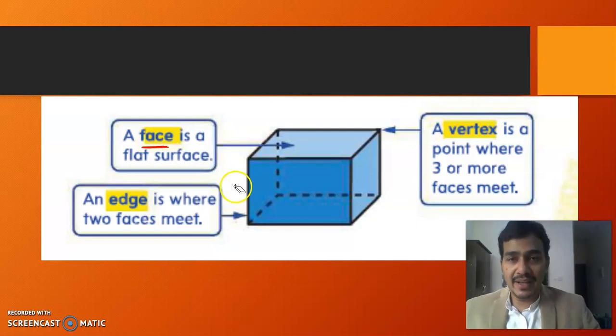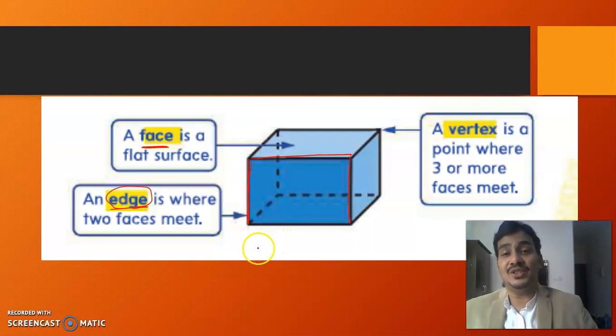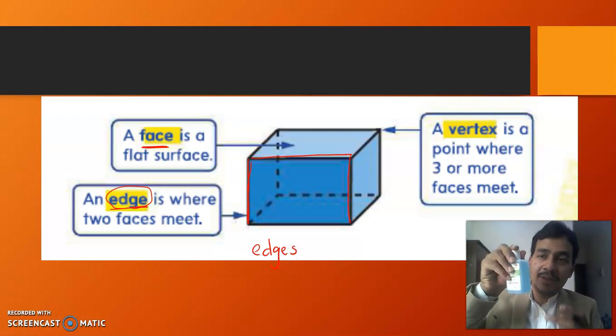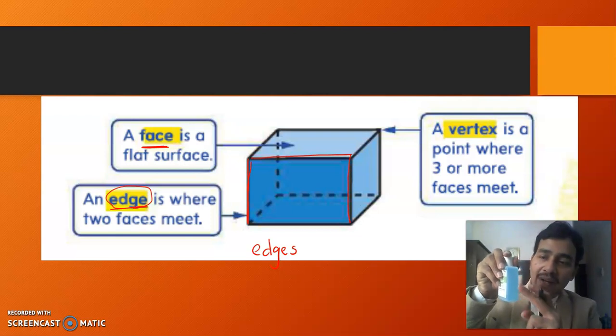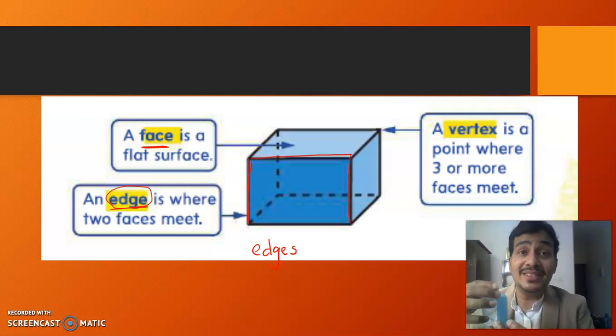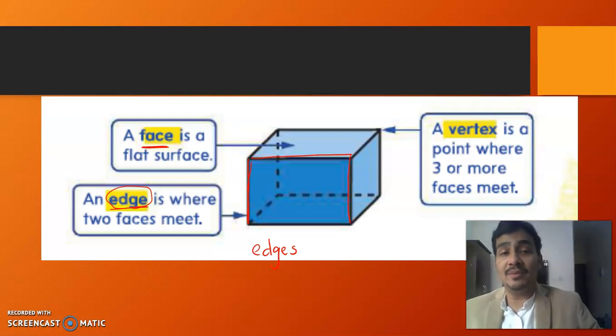Then next we need to know is an edge. What is an edge? Can you see this line at the corners? This line, then this line, and this line. These are called edges, E, D, G, E, S. So if you talk about this bottle again, this corner is one edge. This is another edge. There are many edges. We have to count the number of edges in the exam.